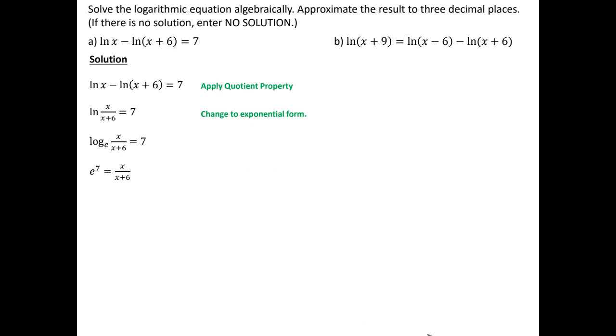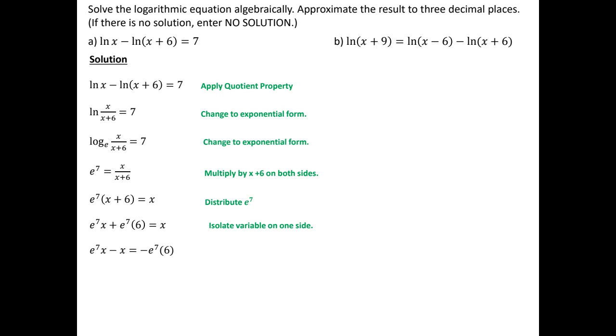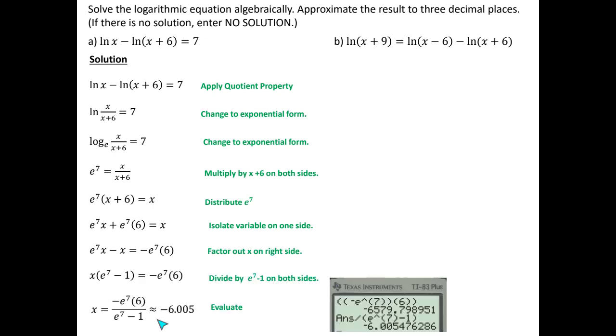So I want all the x's to be on one side so that we can solve for it. So I'm going to subtract x to this side, and I'm going to subtract e to the 7th times 6 to the right side. Now notice that I have this term with an x and this term with an x, so I can factor out an x. So I'm going to have x times e to the 7th minus 1. And then I'm going to divide by e to the 7th minus 1. And so I end up with negative e to the 7th times 6 divided by e to the 7th minus 1.